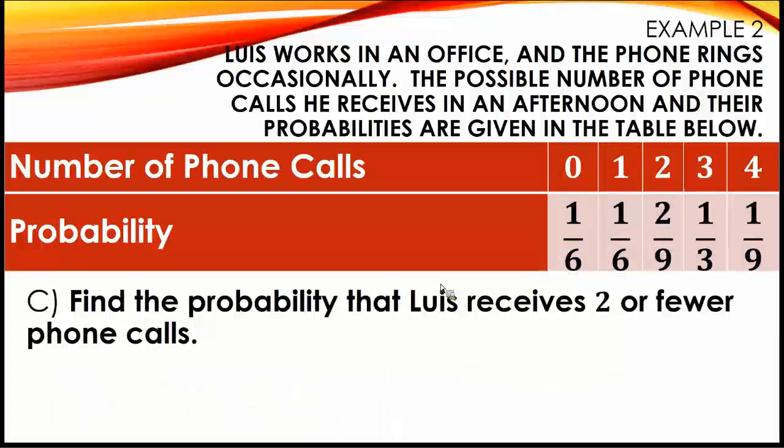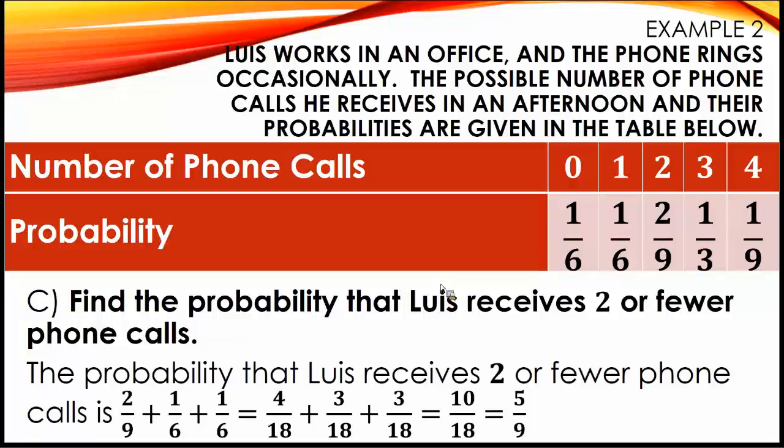Part C, find the probability that Lewis receives 2 or fewer phone calls. The probability that Lewis receives 2 or fewer phone calls is 2/9 plus 1/6 plus 1/6 equals 4/18 plus 3/18. We're getting a common denominator here. If we were just to add those first 3 fractions, we would get a total of 5/9. But if we're getting common denominators, 4/18 is 2/9, 3/18 is 1/6, 3/18 is 1/6. We combine those 3 fractions, get 10/18, which simplifies to 5/9.